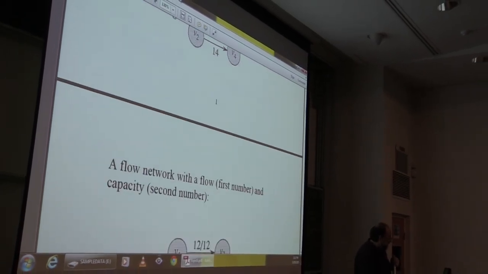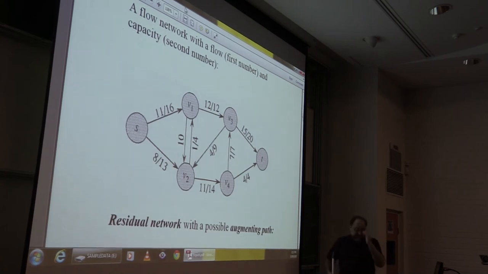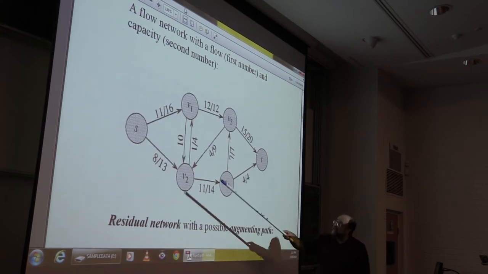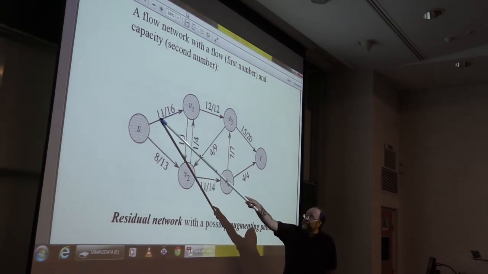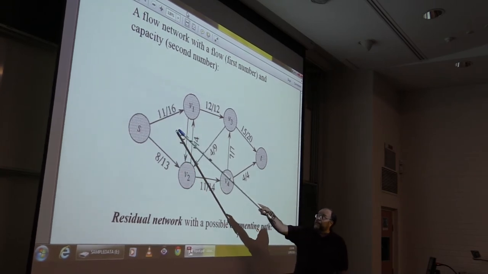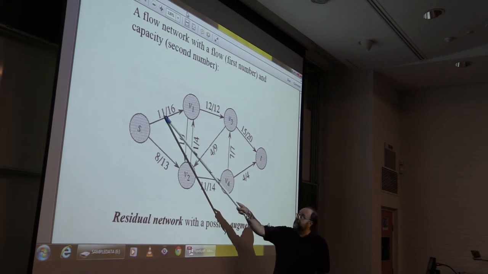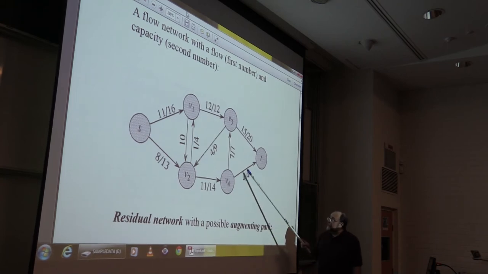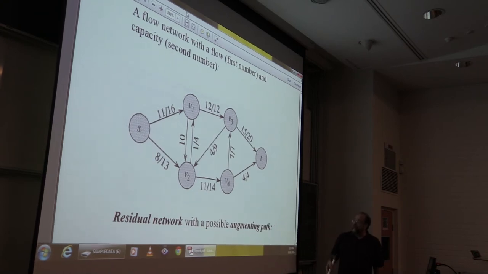Okay. So now, here is an example of the same network flow with some flow in it. This notation means the second number is always the capacity, and the first number, which is always smaller or equal to capacity, is the net flow through that link, through that edge. So here we have 11 out of 16, here we have 8 out of 13. This pipe is fully occupied because the flow is 4 out of 4.